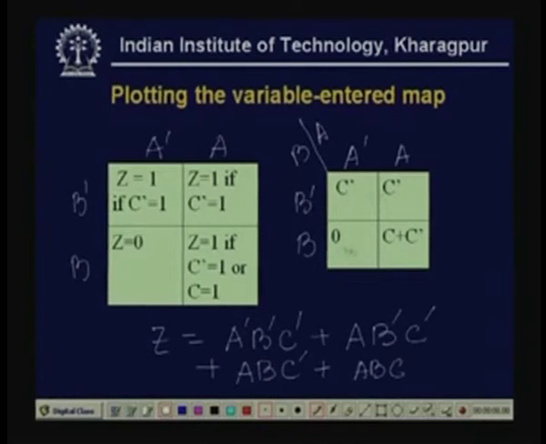So this third variable, which we have not considered in the variables of the K-map, and by which the 1 is replaced, is called the map entered variable or MEV. This is the map entered variable. In this particular example it is C, and it is called the MEV.